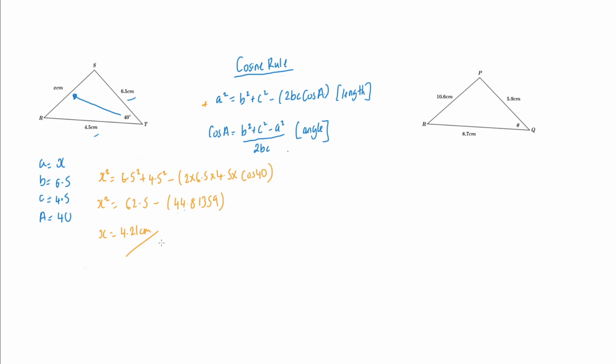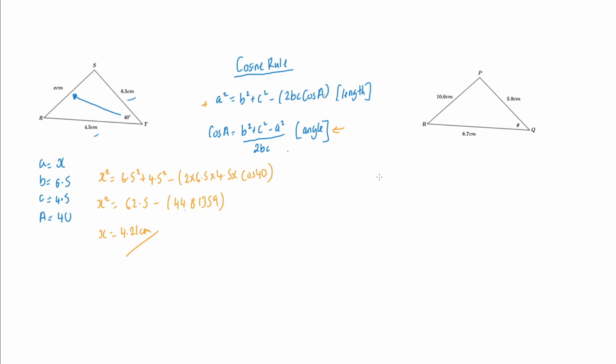And that's how you use the cosine rule to find the length. It's pretty straightforward. All you're doing is just putting in a formula and then using your calculator to work it out. Now for the second one, because it's asking us now to find theta here, theta is the unknown, we have to use this formula, the second formula to find the angle.